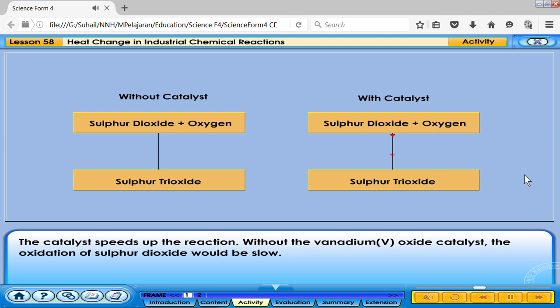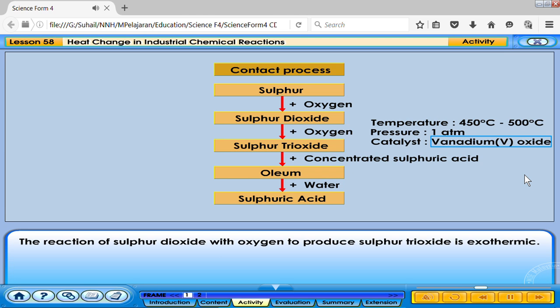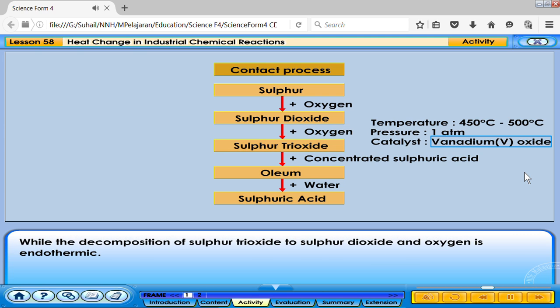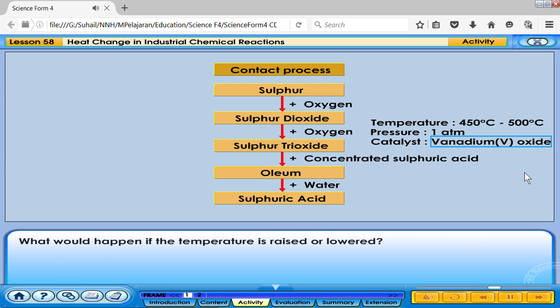The reaction of sulfur dioxide with oxygen to produce sulfur trioxide is exothermic, while the decomposition of sulfur trioxide to sulfur dioxide and oxygen is endothermic. What would happen if the temperature is raised or lowered? Click on the equation.